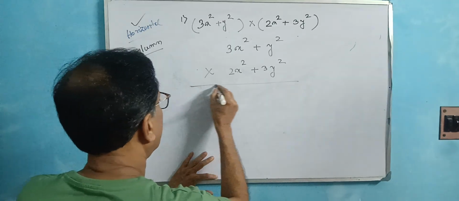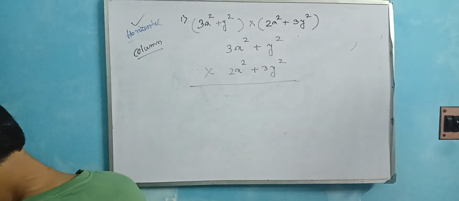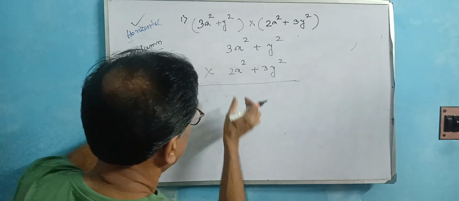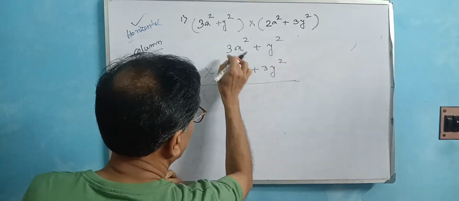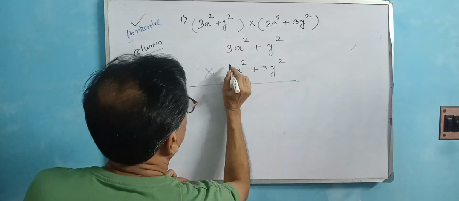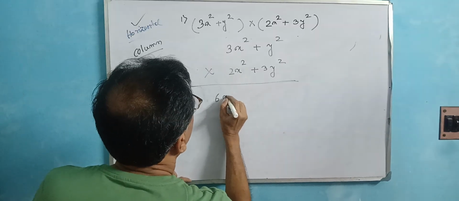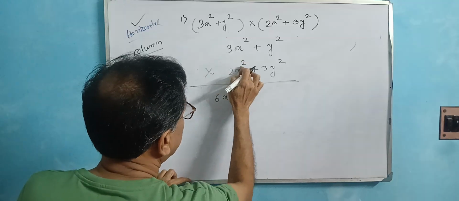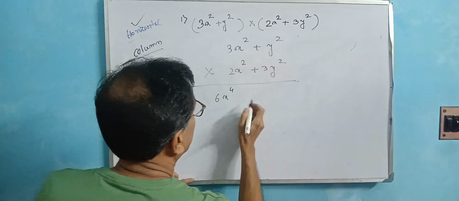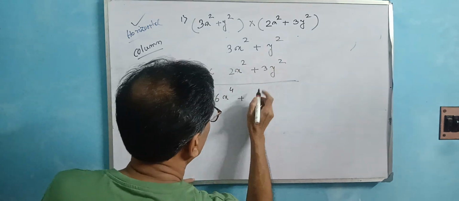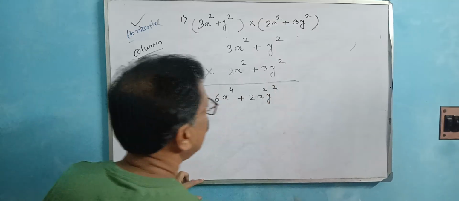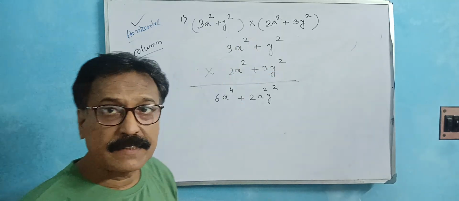No problem, clear? Now here is plus, you multiply this with 2, multiply this with both terms. So plus plus plus. 3 times 2 is 6, x square times x square, x to the power 4. Now this multiplied with this, so plus 2x square y square. This first part of the multiplication is completed.